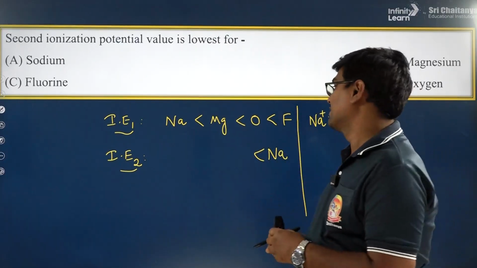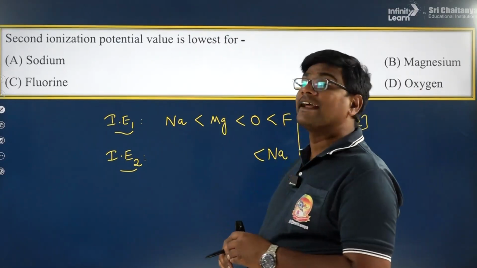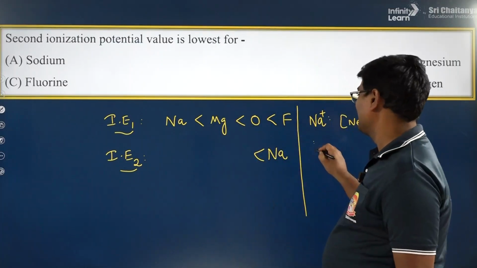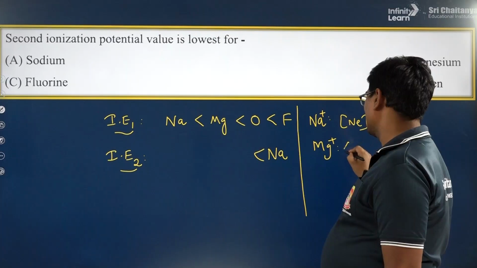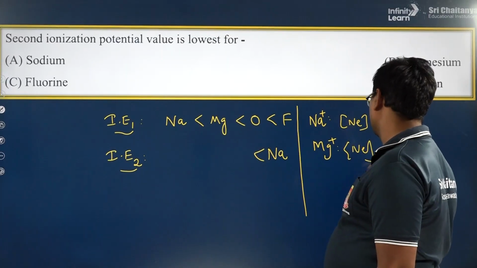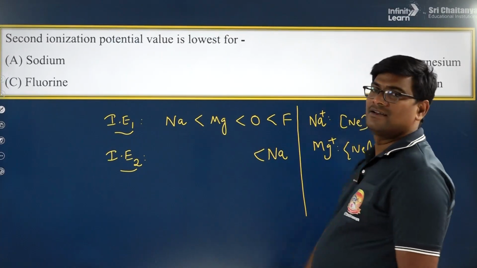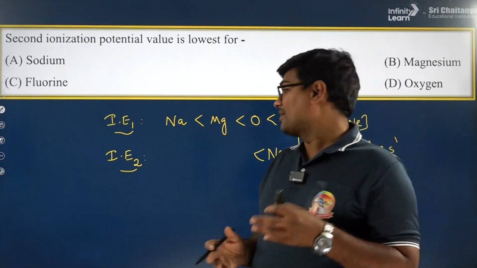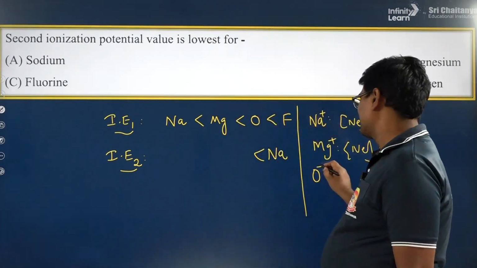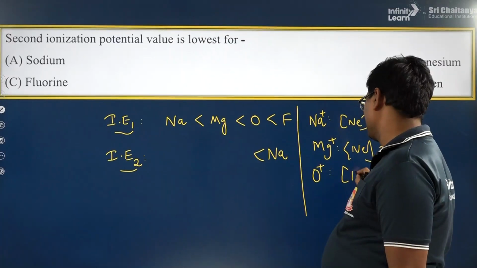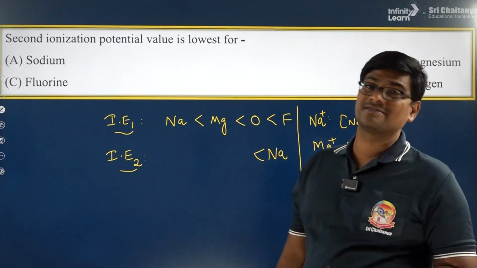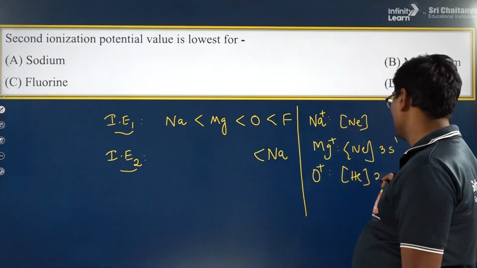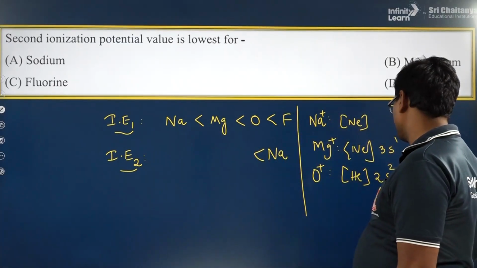Now let's go for the next one. Obviously, after sodium, what can we expect? Can we get magnesium? No, we don't get, because Mg plus, what is the configuration? Magnesium plus configuration is neon and then 3s1. That is like the sodium configuration. Now let's go for the next. O plus, what is its configuration? Helium, 2s2 2p3. O plus has a 7 electron system. That means it has like the nitrogen stable, half-filled configuration.